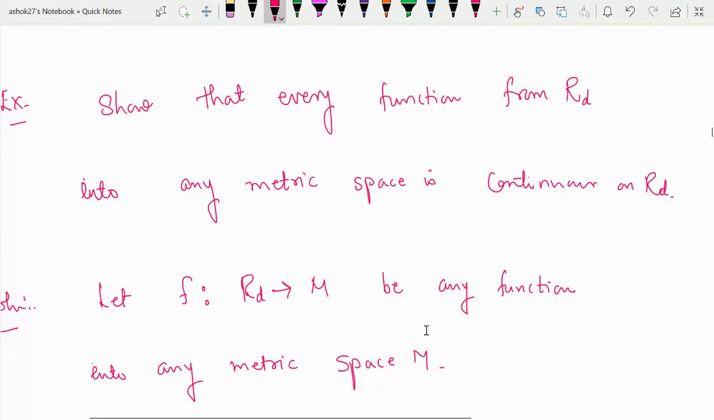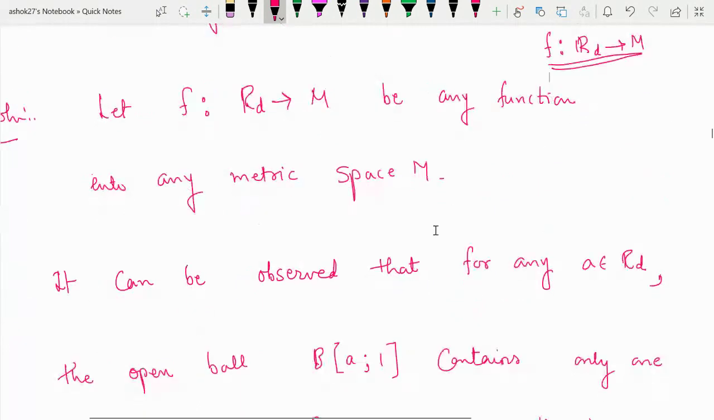Next, let's consider one example. Show that every function from Rd, which is a discrete metric space, as we have already seen, into any metric space is continuous on Rd. That means if F is a mapping from Rd to any metric space M, then that mapping is always continuous. Whatever the codomain, it does not matter. So let F be a mapping from Rd to M, any metric space.